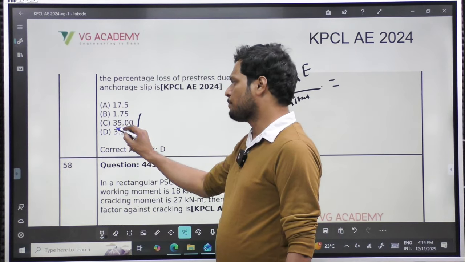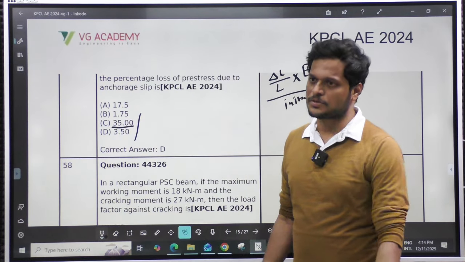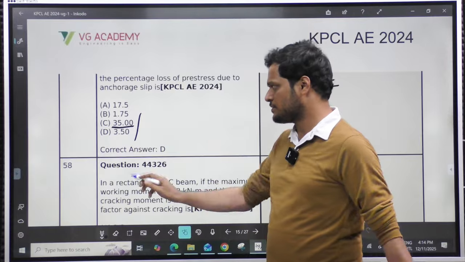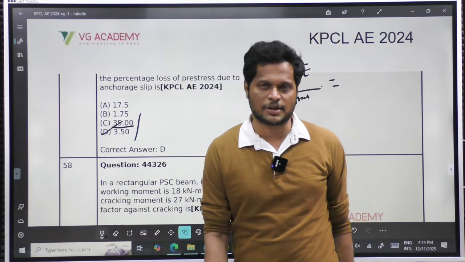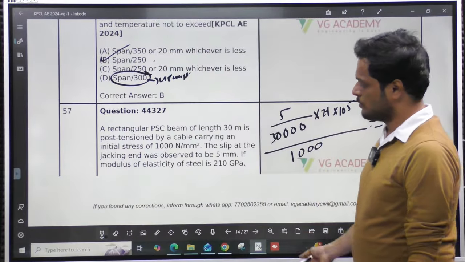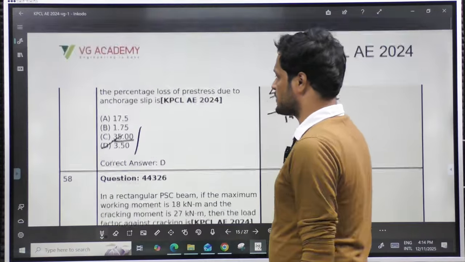It is impossible to have 35% with anchorage only. The total loss combined, all losses itself, will be around the 30 range. So the possible answer is option D. No need to check with the units. If you check with the units, you should get 3.5%. But logically only option D is possible for us.